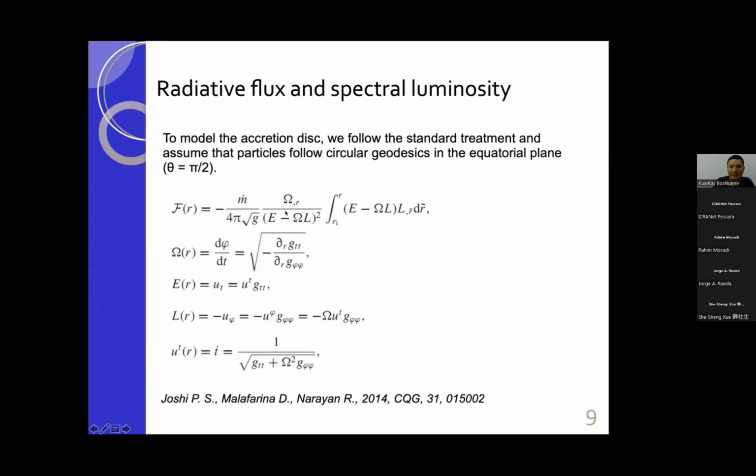And then omega is the orbital angular velocity of test particles. E, capital E, is the energy of test particles. L is the orbital angular momentum of test particles. So as you can see, the flux is defined through these quantities, and the integral is taken from the ISCO radius to some distance. It could be any distance that we are interested in. And of course, this expression was widely used in the literature, mainly by the group of Yoshi, Narayan, and also Malafarina.